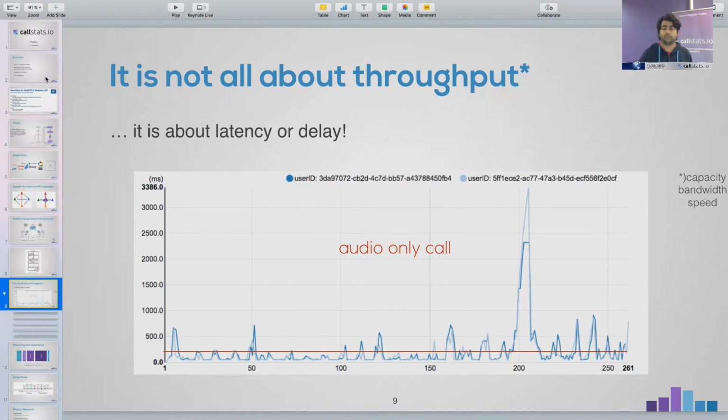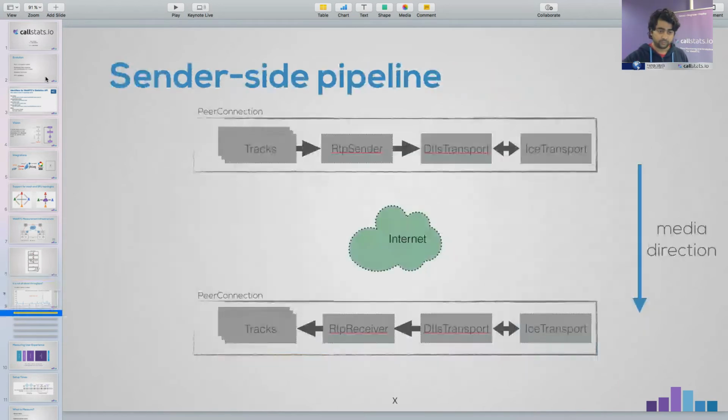And we're talking about audio only, very low bandwidth, less than 50 kilobits per second, and we're seeing this behavior. We want to measure that, and that's how we started building CallStats.io, mainly because we noticed that it was not a throughput question, but an audio latency issue.